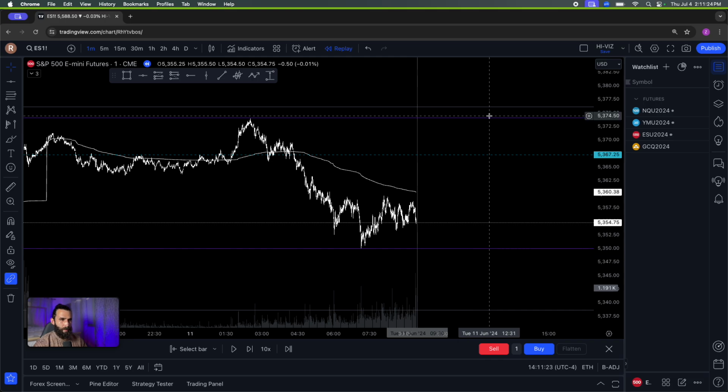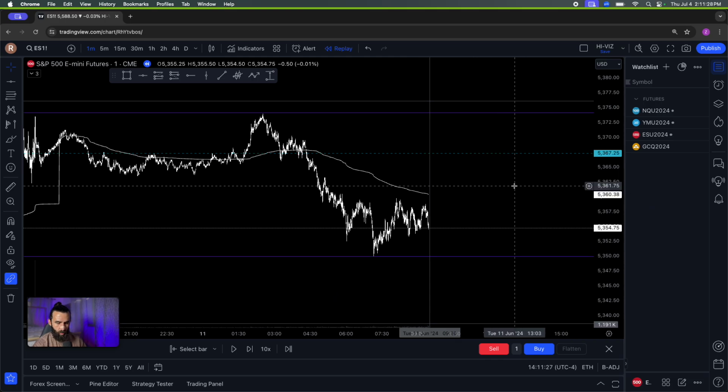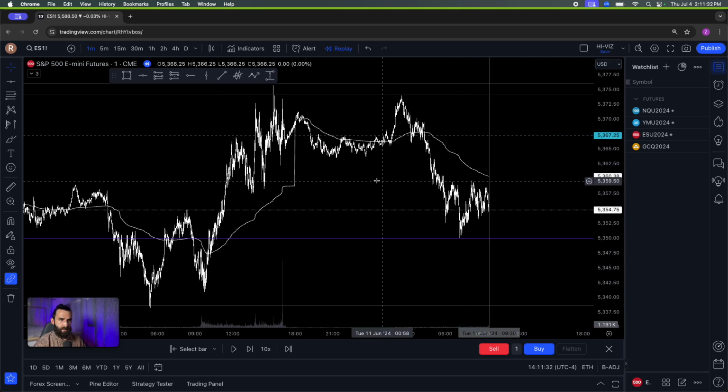Pre-market high and low is going to be purple. Prior day high and low is going to be gray. And then we'll mark off opening range with a gray dotted line. So same deal. Let's go ahead and play this thing forward.